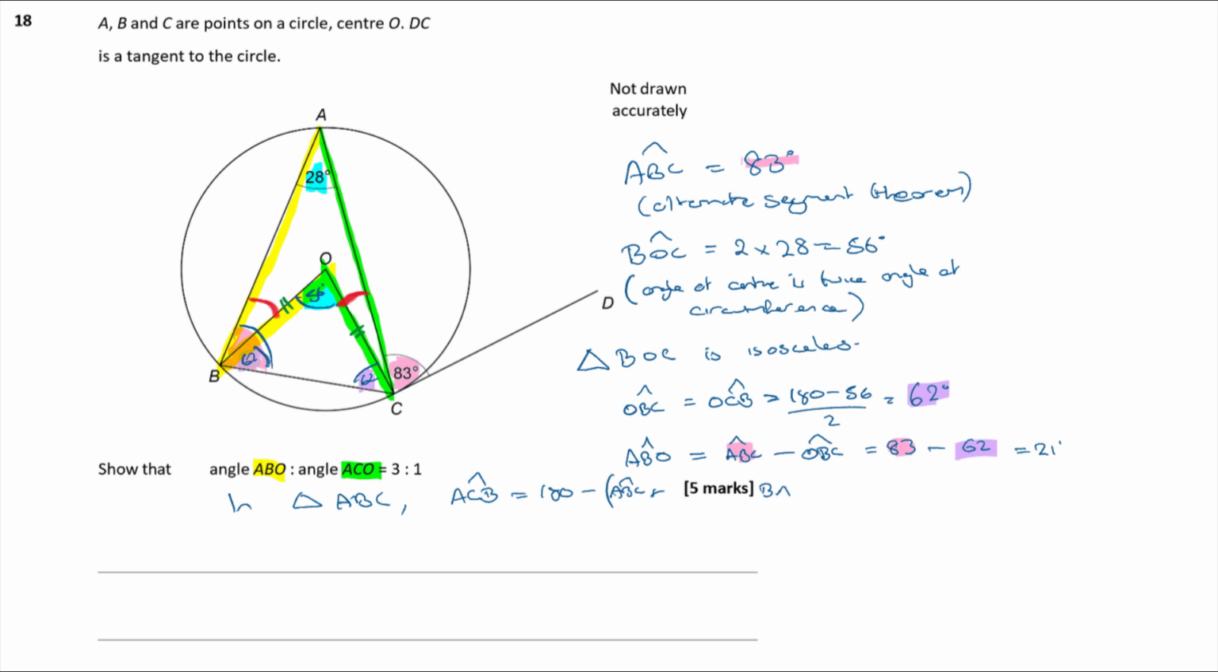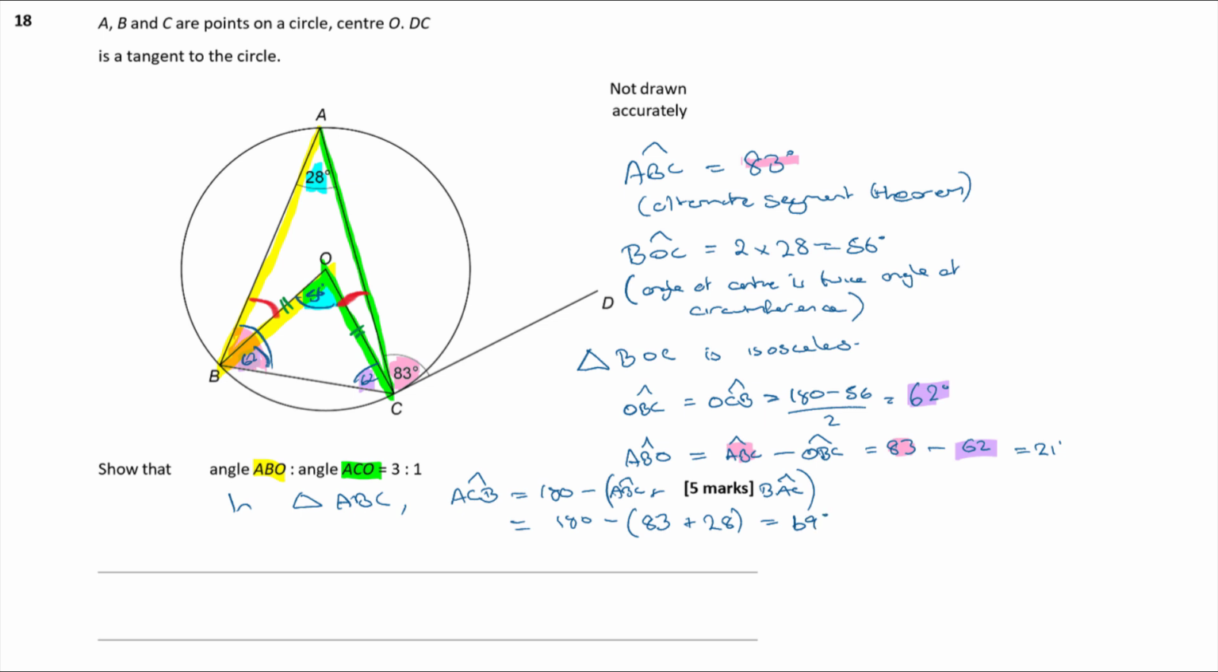Plus BAC. So adding those two angles together. Sorry, that 5 marks was a little bit annoyingly in the middle. So that's going to be 180 minus angle ABC, which was 83, and then angle BAC, which was 28. So if I add those together and take it away from 180, what's that? 83 and 28, that's 111. 111 from 180 makes 69. So that's 69 degrees.